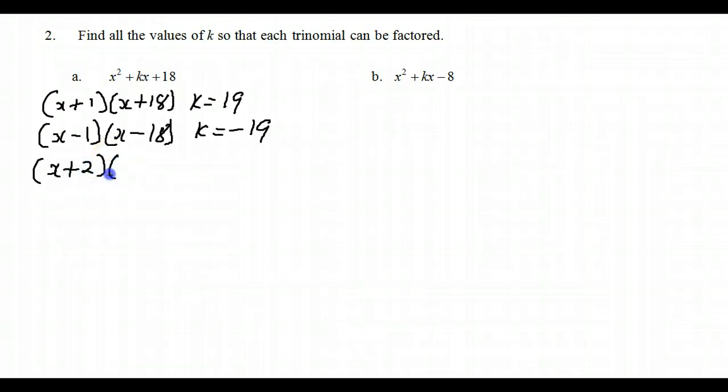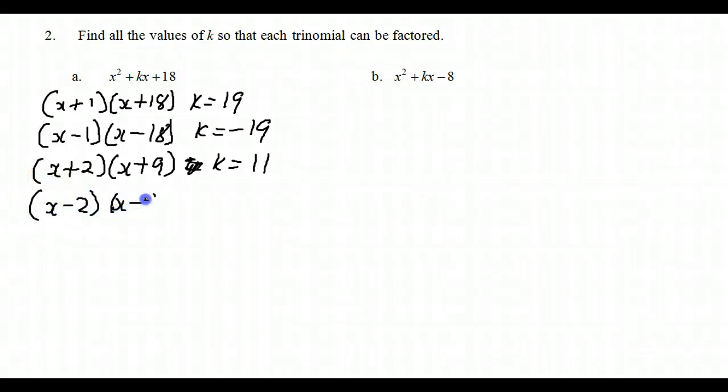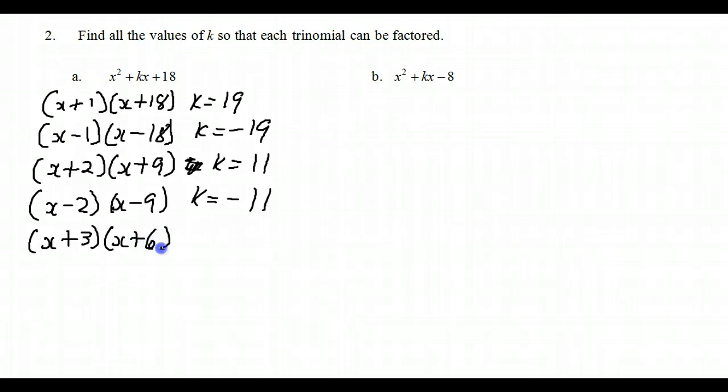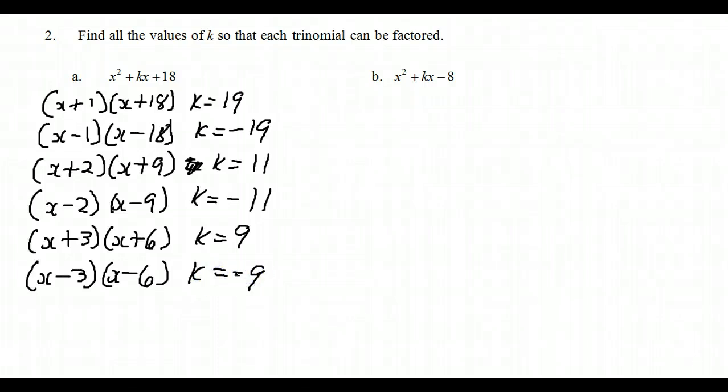We could have x plus 2. So all we're really doing is running through all of the factors of 18, 2 and 9. Whoops, and that gives us k. Okay, x squared plus 9x plus 2x is plus 11x. K is 11. Minus 2 and minus 9. So k will be negative 11. What else? We've got 1 and 18, 2 and 9, then 3 and 6. And we know the factors are the same sign to get a positive 18. And x minus 3, x minus 6 will give us a k value of negative 9. So what's k? K is plus or minus 9, plus or minus 11, plus or minus 19. Right, so we have 6 values of k, any one of which we put in here will give us a factorable trinomial.